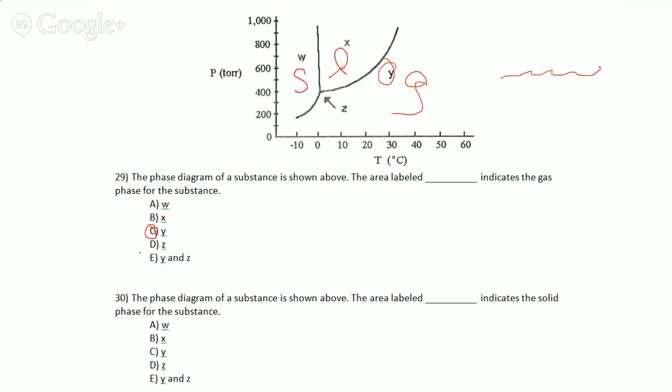All right. Phase diagram of substance shown above. The area labeled blank indicates solid. W. That's it. Right. And that's pretty much phase diagrams.